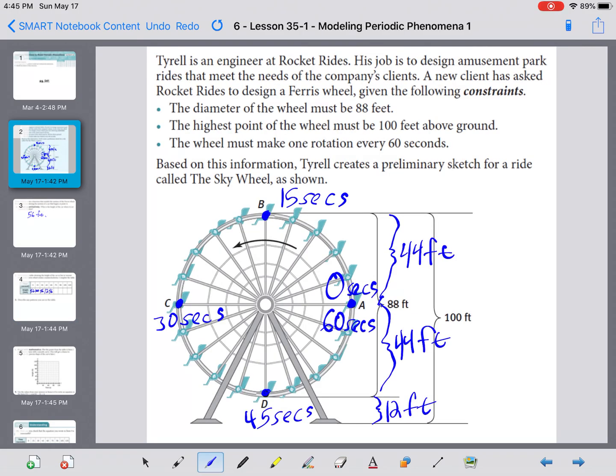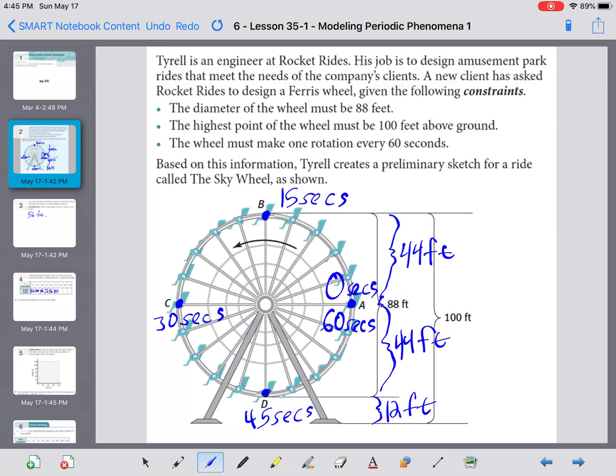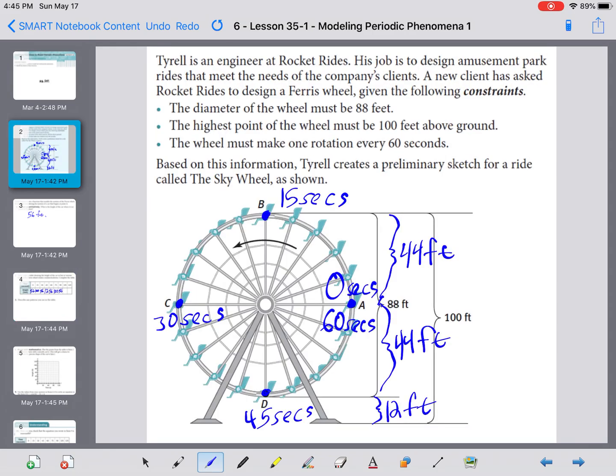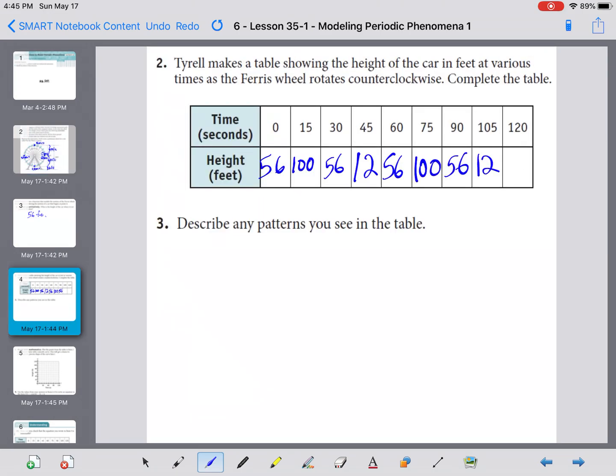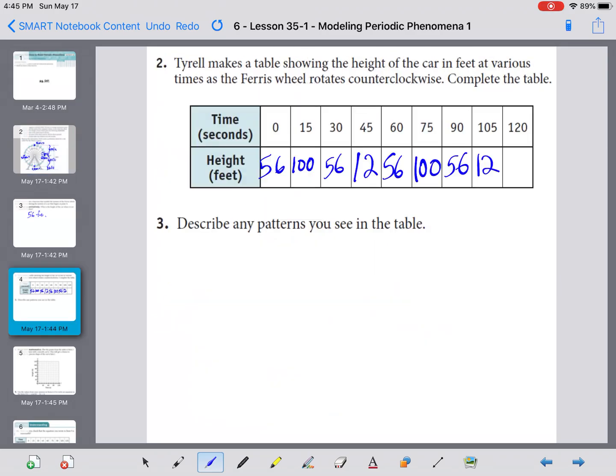And you can see we can keep this going. Let's go back to 75. 75, remember our arrows that show rotation here. At 75 seconds, I'm back to point B, right? Straight up and down, so that's a height of 100. After 90 seconds, I'm back to 56 feet. 105 seconds, I'm back down to point D, which is 12 feet off the ground. And after 2 minutes, I'm back to where I started again. That's point A, which has a height of 56 feet.